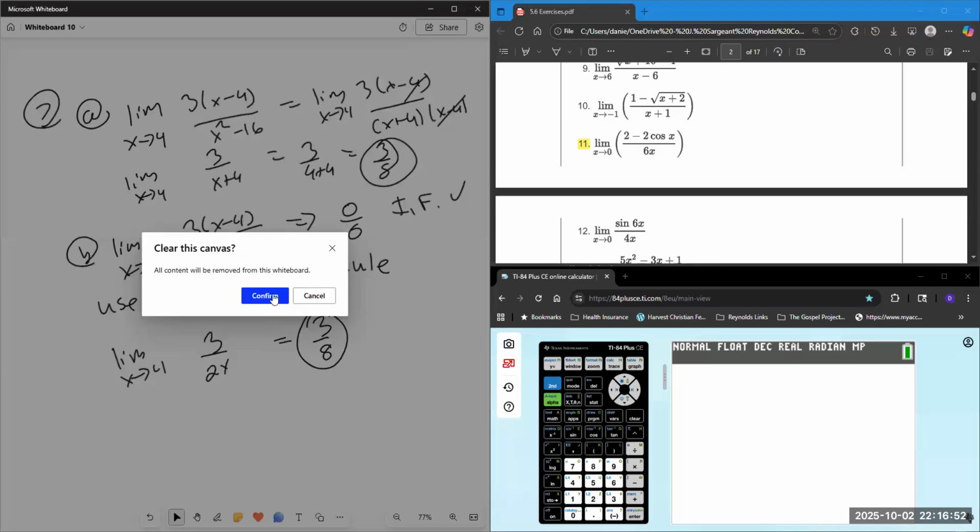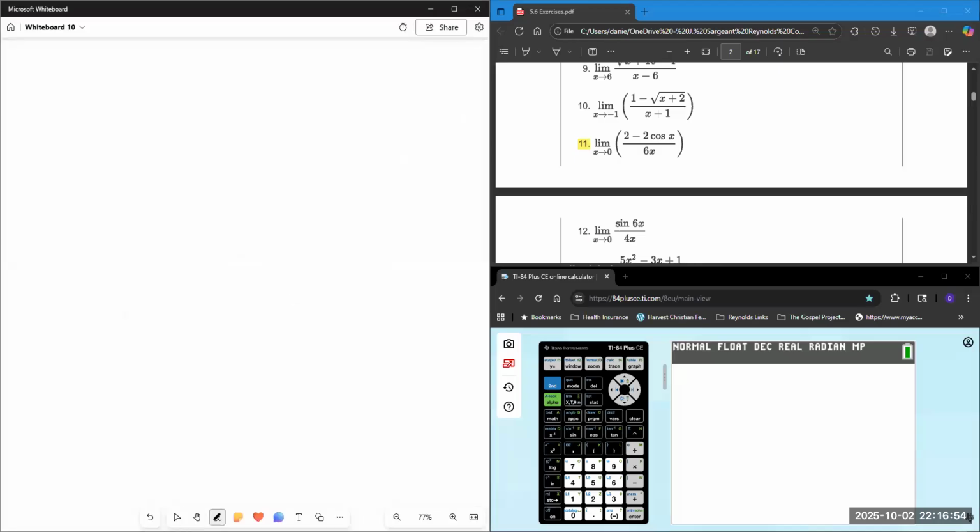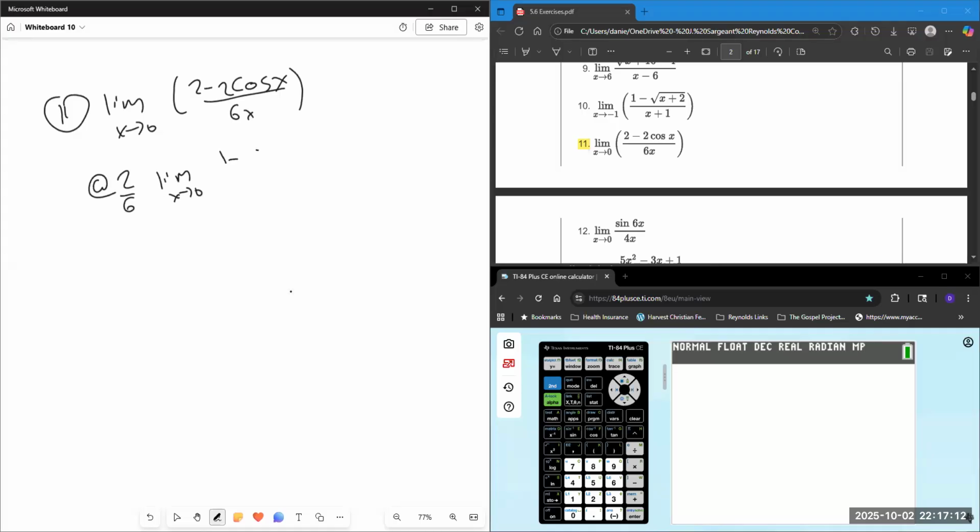Let's go ahead and look at number 11. Limit as x goes to 0 of (2 minus 2 cosine of x) over 6x, and we'll pull out the 2 over 6 here. Limit as x goes to 0 of (1 minus cosine of x) over x. It's 1/3 times, that's one of our special trig limits, which is 0. So 1/3 times 0 is 0.